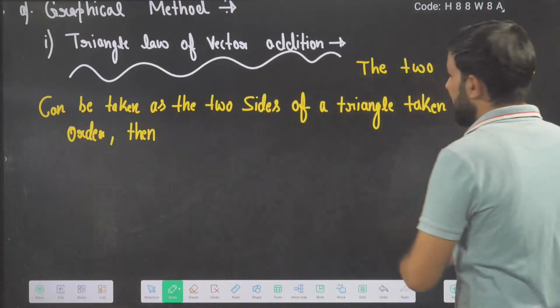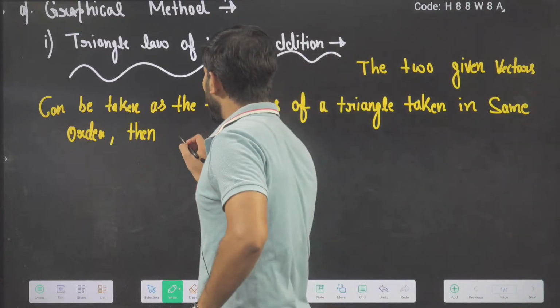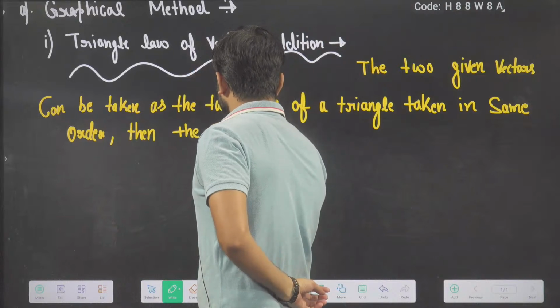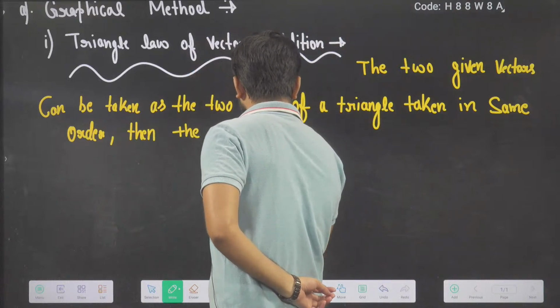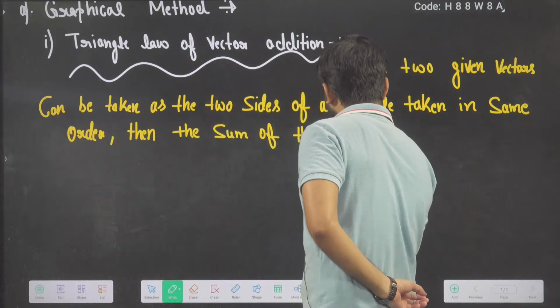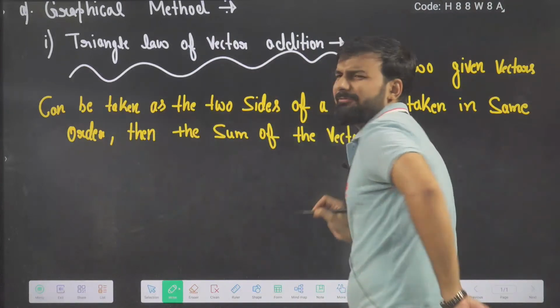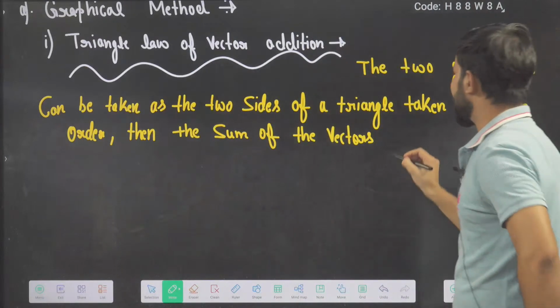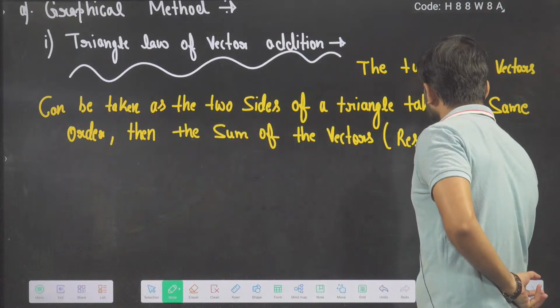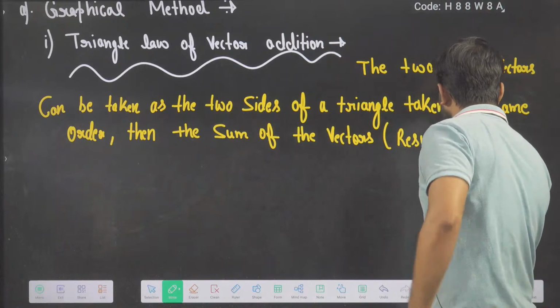Then the sum of the vectors. What we are doing is addition. You know, not every time do we write the sum of vectors. For this sum of vectors, we call it the resultant.